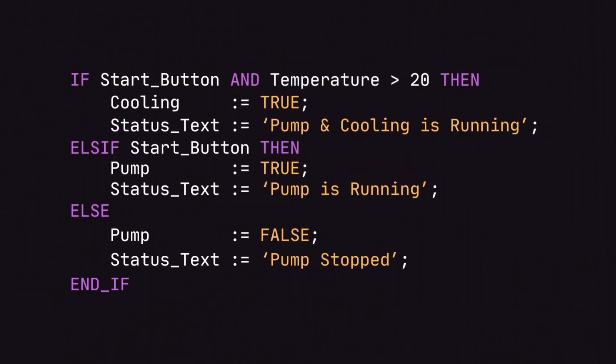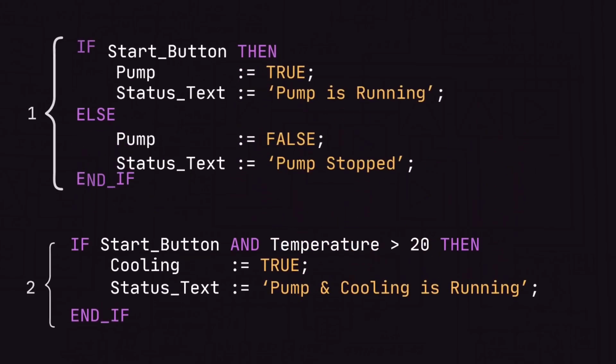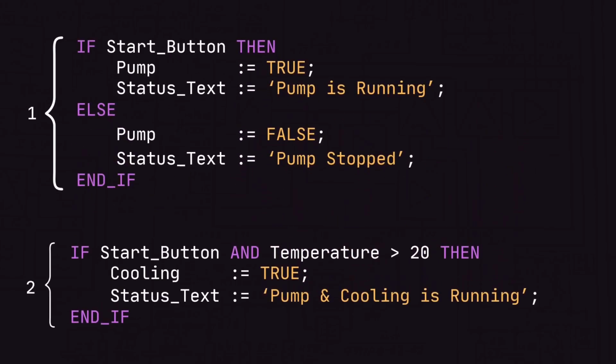Now, as you can see, we'll first check if the start button is pressed and the temperature is above 20. If this is true, we execute this code. But if only the start button is pressed and the temperature is below 20 degrees, we move to the else if where we only check start button. In that case, only that block of code under the else if will be executed. So in case you want to check for two conditions and act on both, you can create two if statements like this.